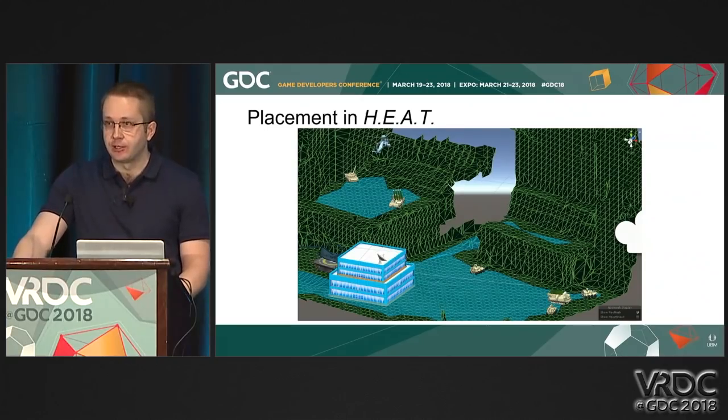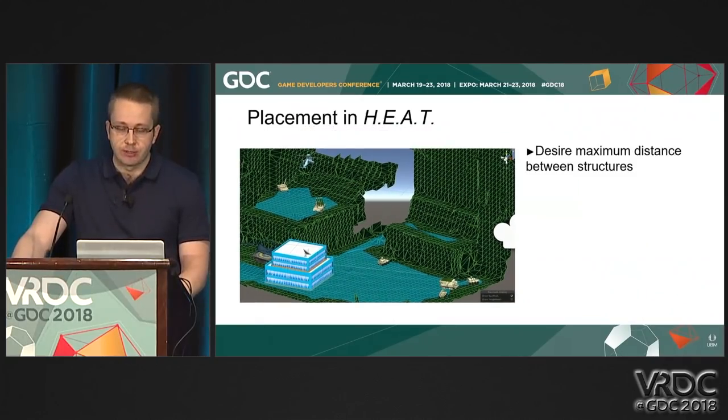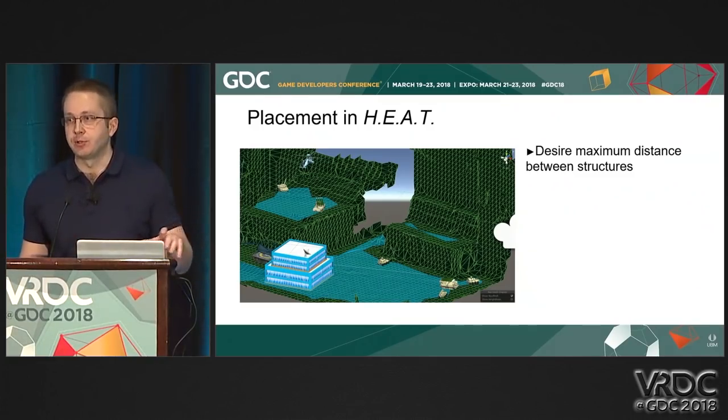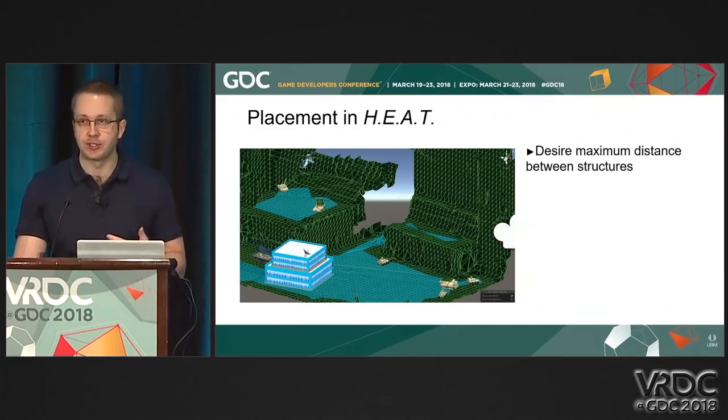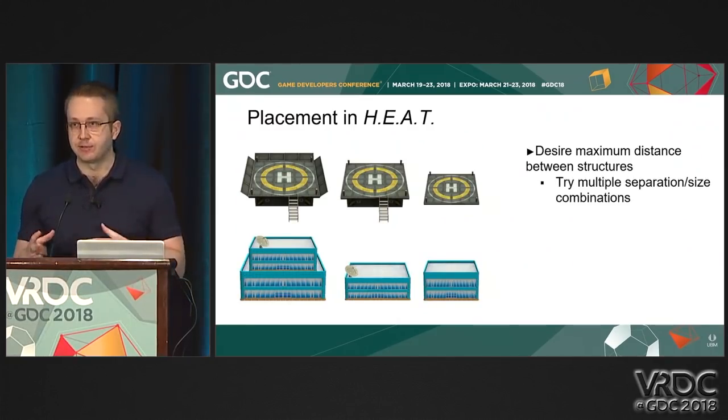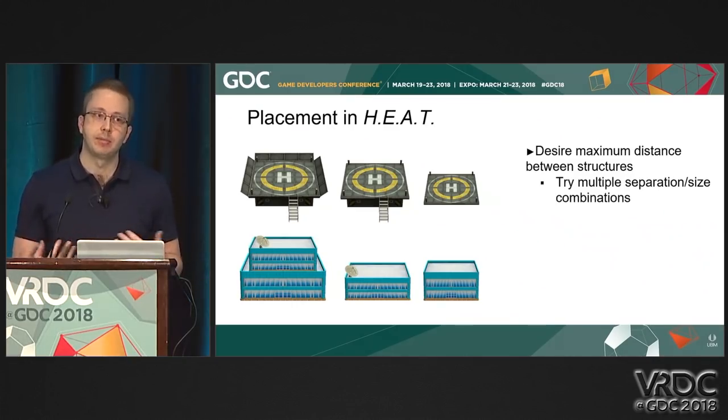The way placement works in the helicopter game, I want to start off by having the maximum distance between structures in the game. So there's a helipad and a building. Ironically, this screenshot shows an erroneous placement where they're placed right next to each other. That sometimes happens. The constraint solver fails. I do this by generating multiple different sizes of objects and different separation distances. I do a bunch of trial placements, and I pick the one that scores best.